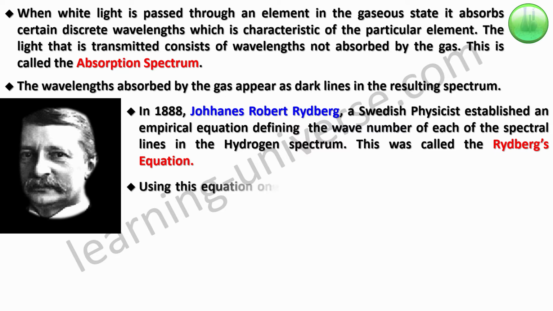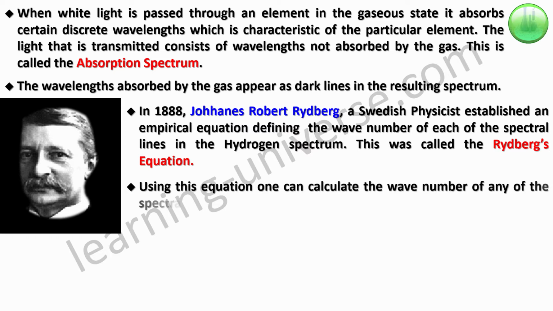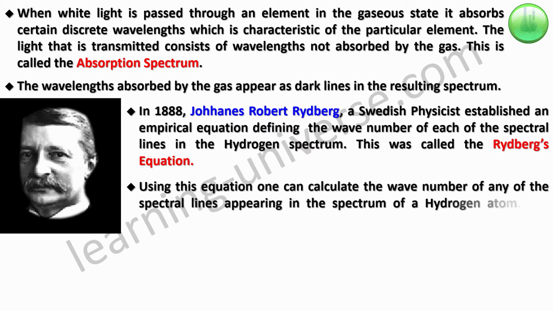Now, using this equation, one can calculate the wave number of any of the spectral lines appearing in the spectrum of a hydrogen atom. And remember, it was totally empirical, it was totally experimental, no theoretical knowledge was used. And of course, he never went on to explain why it is like this. He simply found it, and believe me, getting something even empirical is a big deal.